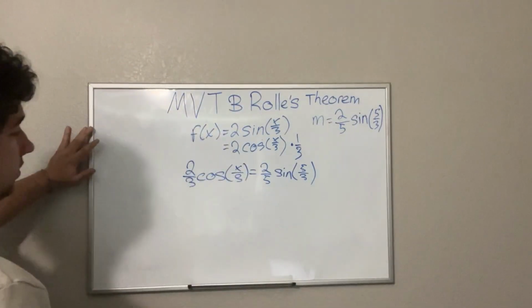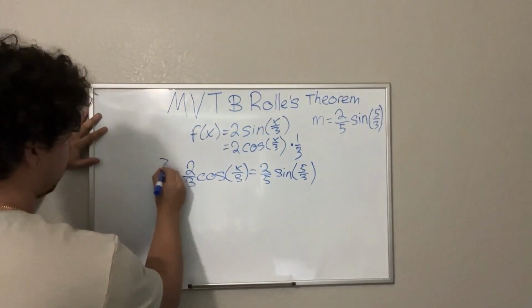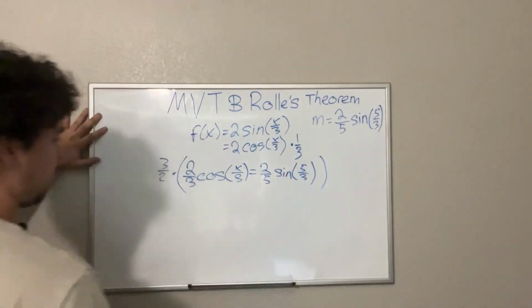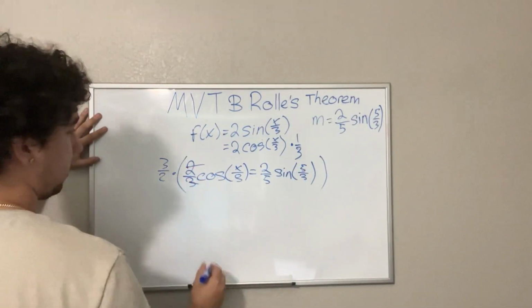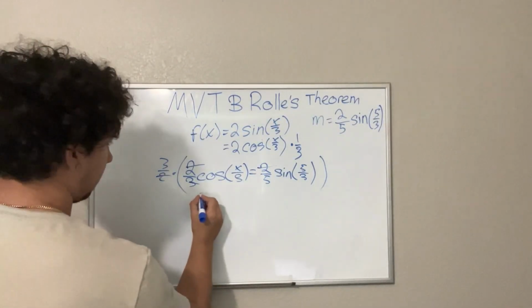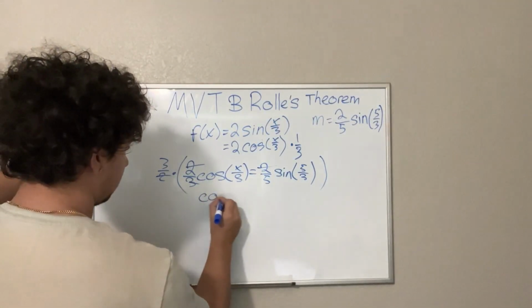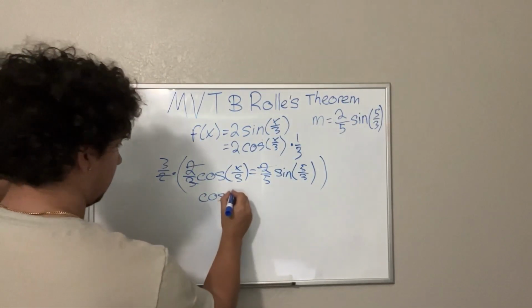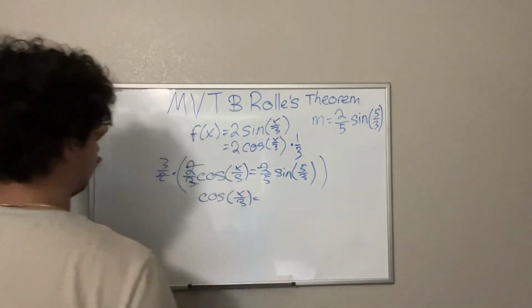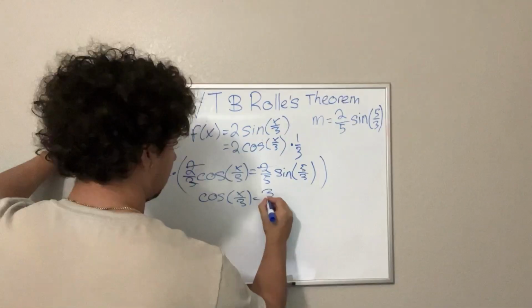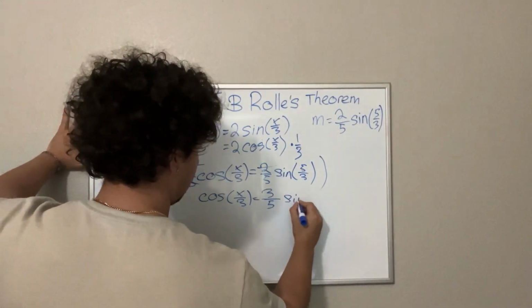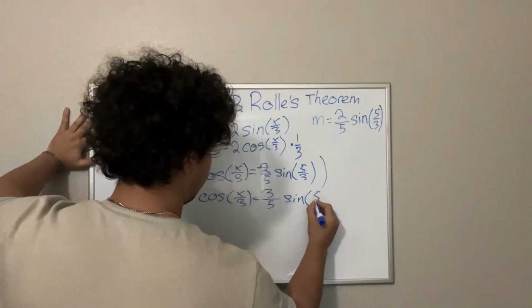Now I've got to solve for x. So first thing I'm going to do is multiply both sides by 3/2. This is going to cancel out here, and these are going to cancel out here. So then what I get is cosine of x/3 is equal to 3/5 sine of 5/3.